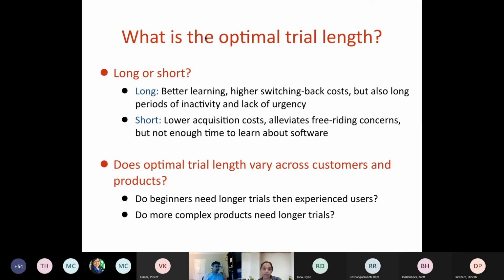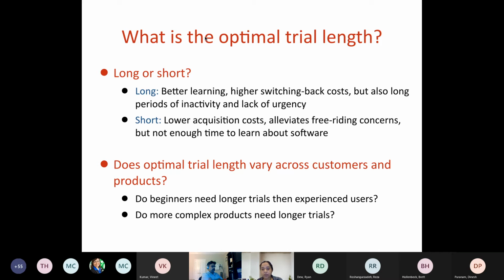So you're subsidizing maybe these type of customers. And also, you might not give enough time for people to learn about the software. So there are pros and cons to both, and which of these effects actually dominates is not quite clear.